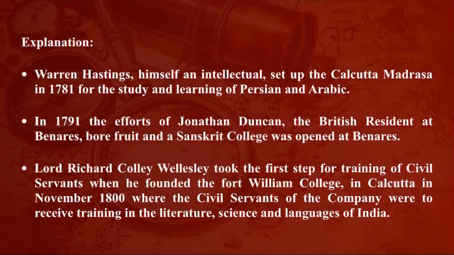Warren Hastings, himself an intellectual, set up the Calcutta Madrasa in 1781 for the study and learning of Persian and Arabic. In 1791, the efforts of Jonathan Duncan, the British resident at Banaras, bore fruit and a Sanskrit college was opened at Banaras. Lord Richard Colley Wellesley took the first step for training of civil servants when he founded the Fort William College in Calcutta in November 1800, where the civil servants of the company were to receive training in the literature, science and languages of India. Now let's move to the next question.